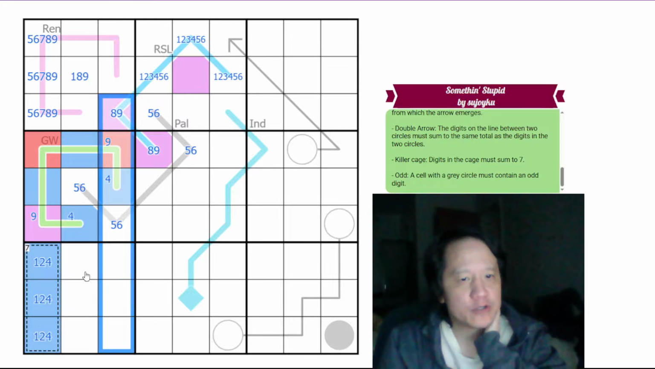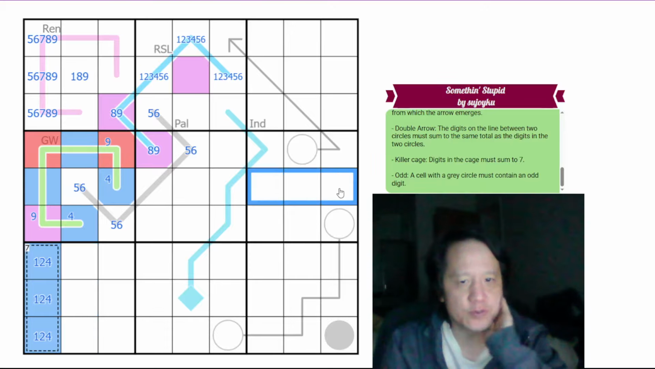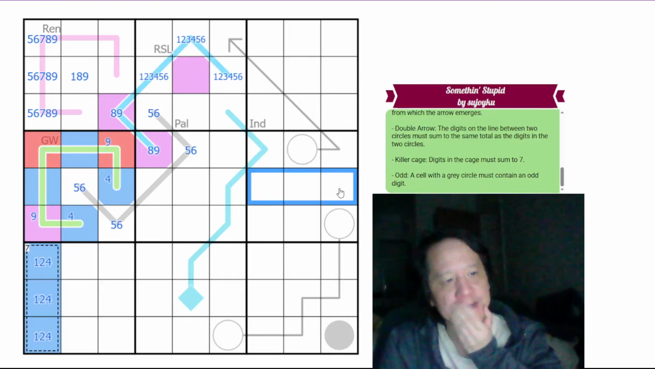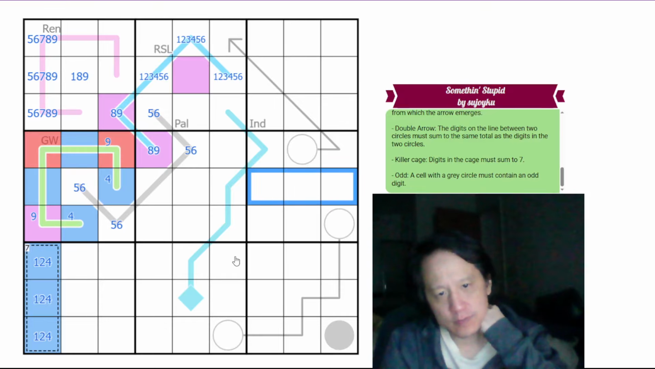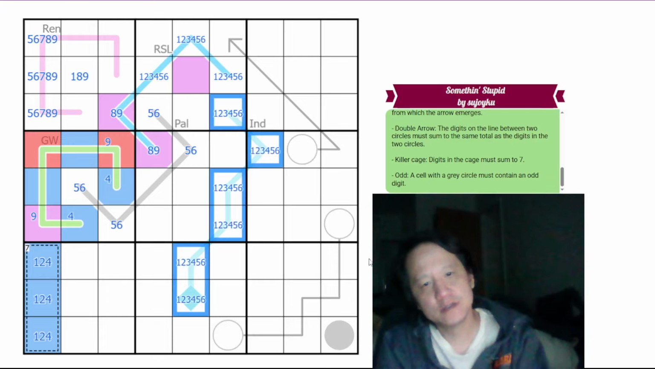That means, where's the pink? The pink has to be one of these 3 digits, 3 cells here. It has to be one of these 3. The digits on the index line have to be 1 through 6.